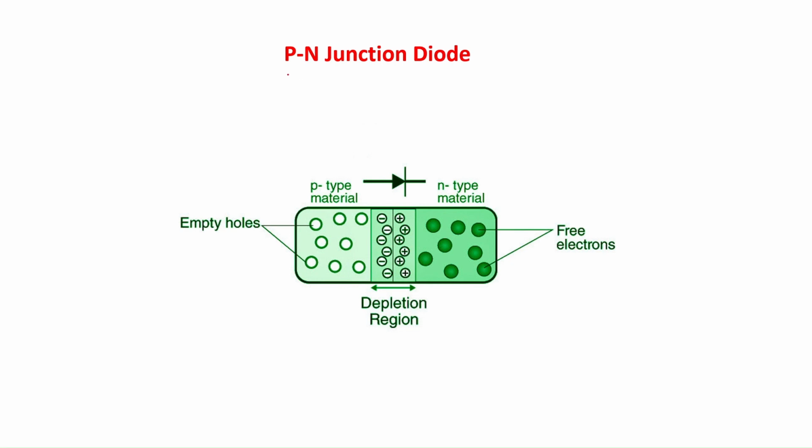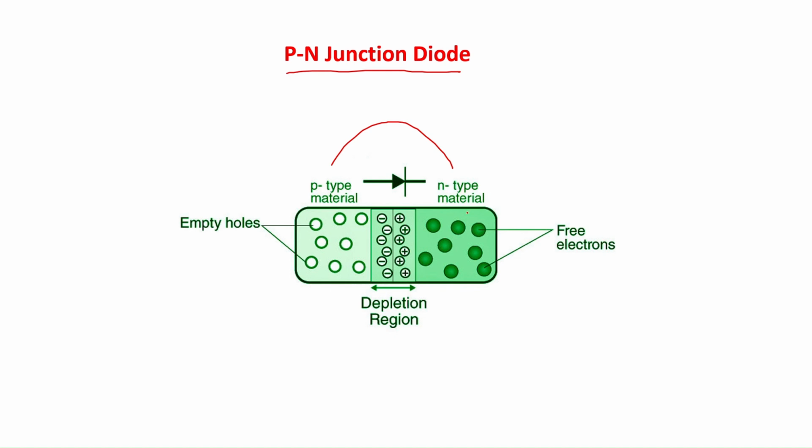Hello everyone, in this video we are going to discuss the PN junction diode. The PN junction diode is formed by connecting two semiconductors. One P-type semiconductor is connected with one N-type semiconductor material.